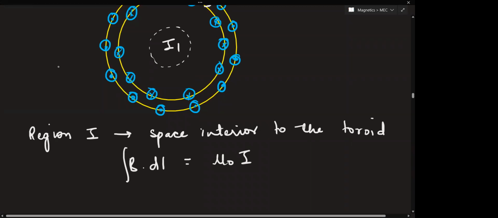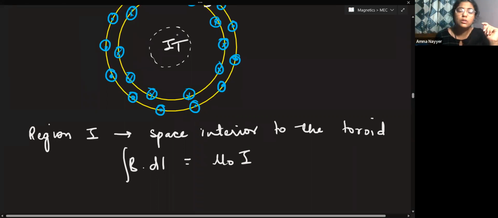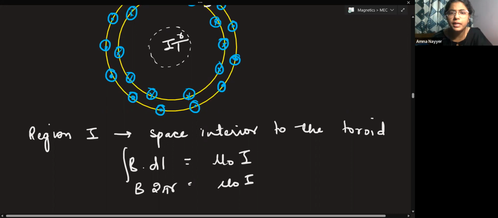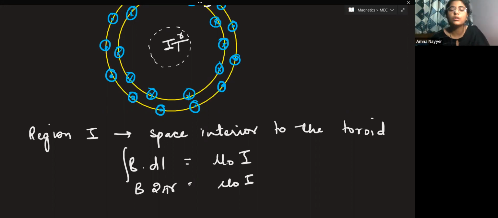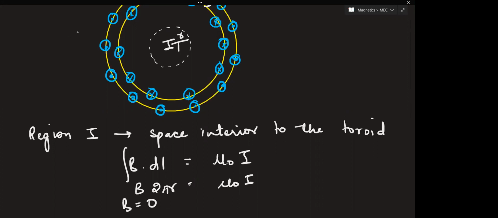Now, magnetic field in this region: B dot dl is equal to mu naught times the current enclosed. dl is basically the length. Even if, let's say, the radius is small r, the circumference will be 2 pi r. So this becomes B into 2 pi r equals mu naught I. But can you see any magnetic field in this circular region 1? No magnetic field is there, because magnetic field lines are associated with region 2. Since magnetic field lines don't exist here, the magnetic field inside this space becomes 0.